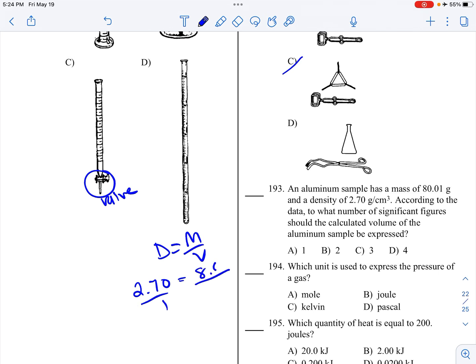Mass is 80.01. Oh, you know what? We don't actually have to solve this. But remembering sig figs, the fewest number of total sig figs. And I didn't even write that right. So this has 3 sig figs. This is 4. So we are going to use the fewest number, which is 3.